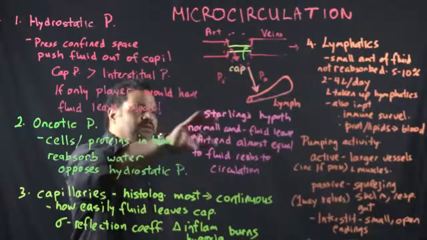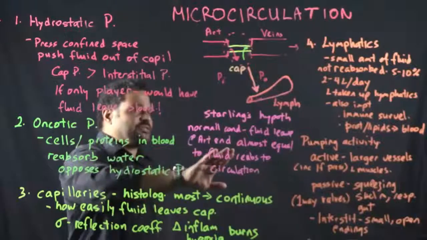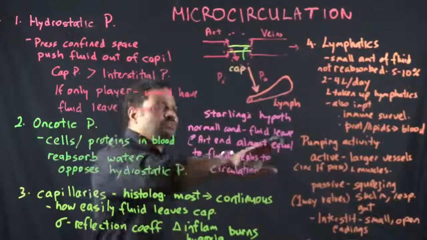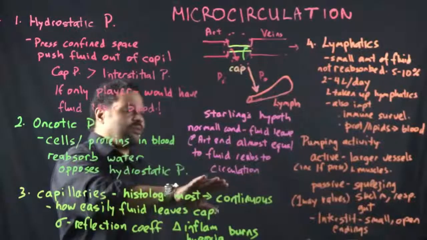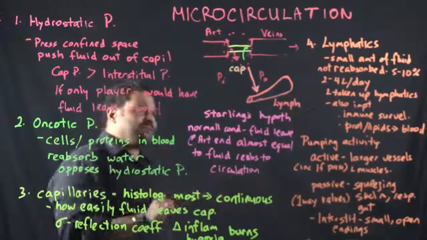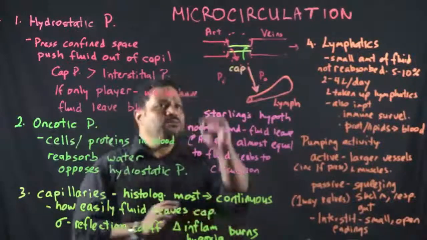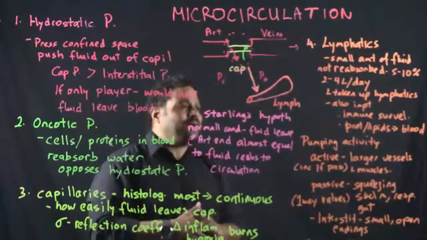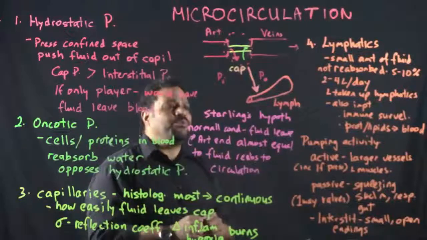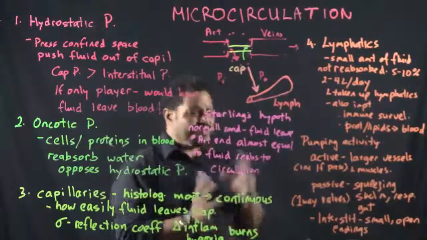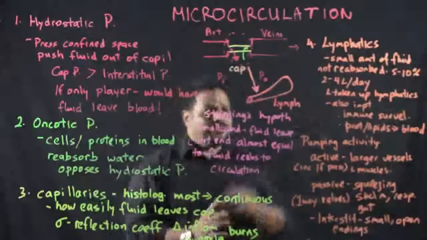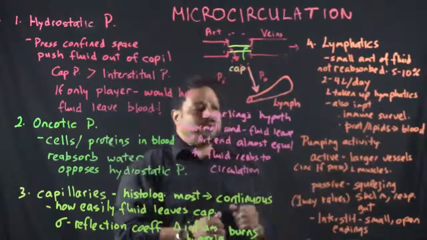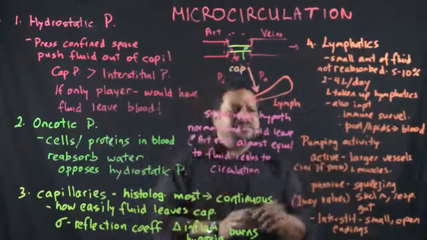And that's based on Starling's hypothesis, where under normal conditions, the amount of fluid leaving the arterial end of the capillary almost equals the fluid reabsorbed into the circulation. So that's just Starling's hypothesis. So basically almost all of the fluid filtered out is almost all reabsorbed, and a tiny amount is taken up by the lymphatics. So the lymphatics are very, very important in this microcirculation. They're typically not appreciated. The lymphatics also play a role in immune surveillance and protein and lipid delivery to the blood.